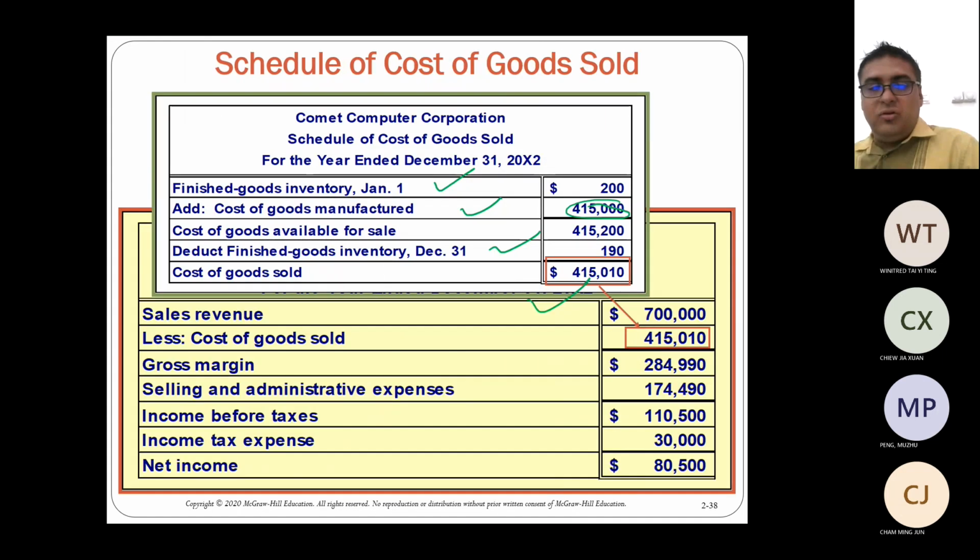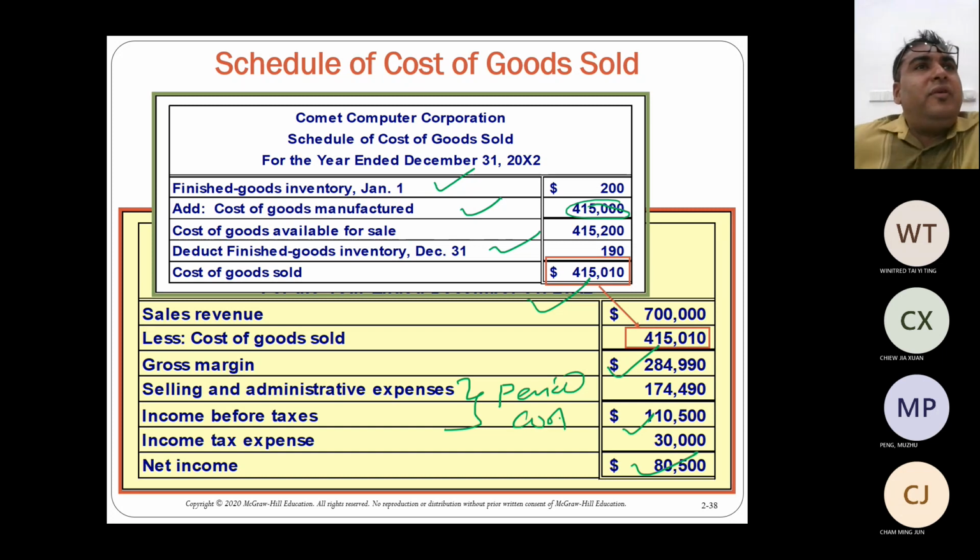So now you're able to determine your gross profit. This book calls it gross margin. Doesn't make a difference. Gross profit, gross margin means the same. Then you less all your period cost, which is your operating expenses, and you get your profit before tax and profit after tax. Are you with me so far?